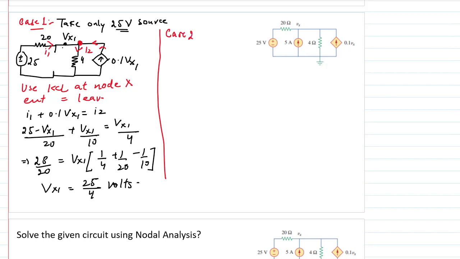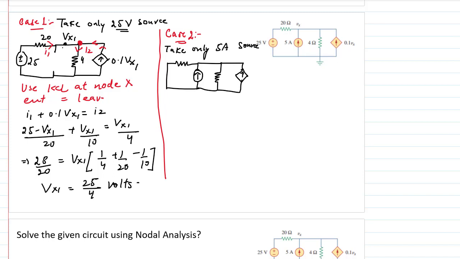So what is my case number 2? Case number 2 is we will be taking the effect of the 5 ampere source. So we take only the 5 ampere source now. Let us again redraw the diagram. The voltage source has to be shorted now, and the current source is there. Then there is this resistor, and this dependent source we cannot remove, so it has to be a part of the circuit. This is how the diagram would look like: this is Vx, this is 4, this is 5 ampere, and this is 20.